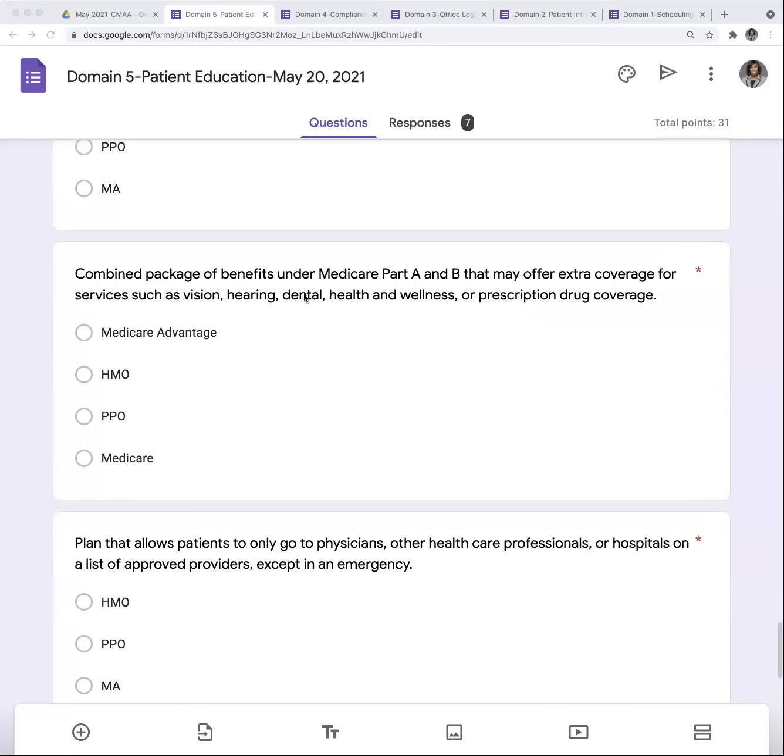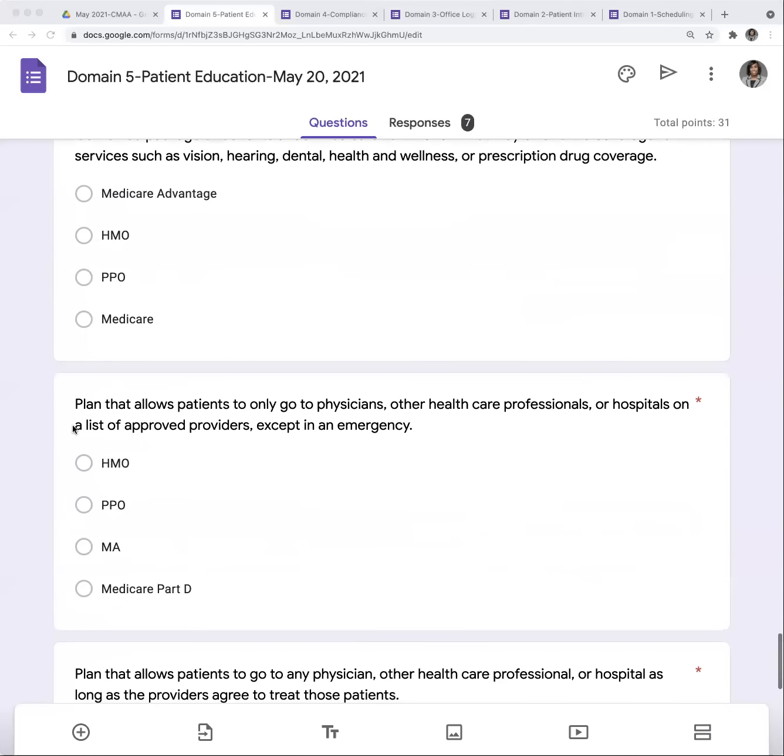Combined package of benefits under Medicare A and B that will pay for other stuff. Medicare Advantage. It used to be called Medicare Choice because they felt like the Medicare patients were getting a choice, but then they realized that they were getting sucked into a gate. They had to get permission to go outside of the gate.